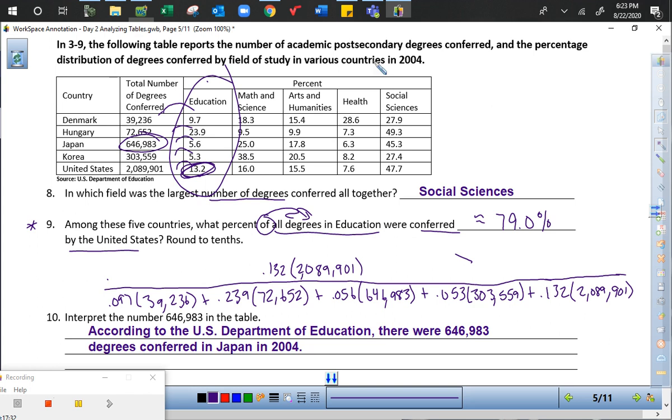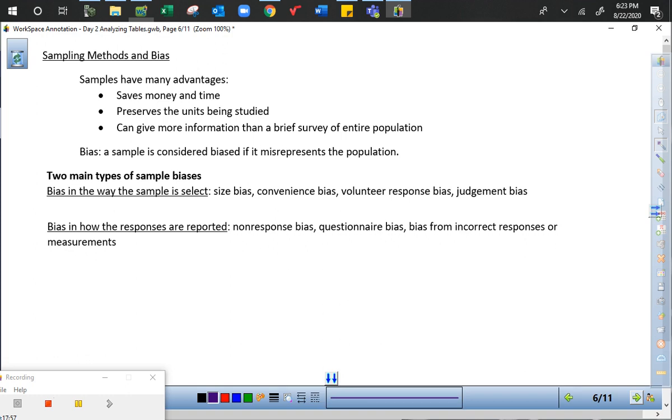Now that we've reviewed all that stuff, we're going to get on to the new stuff. It's actually not a whole lot. It looks like a lot on your paper when you flip over, but a lot of what is on your paper are just definitions. So we're starting out talking about sample methods and sample biases.